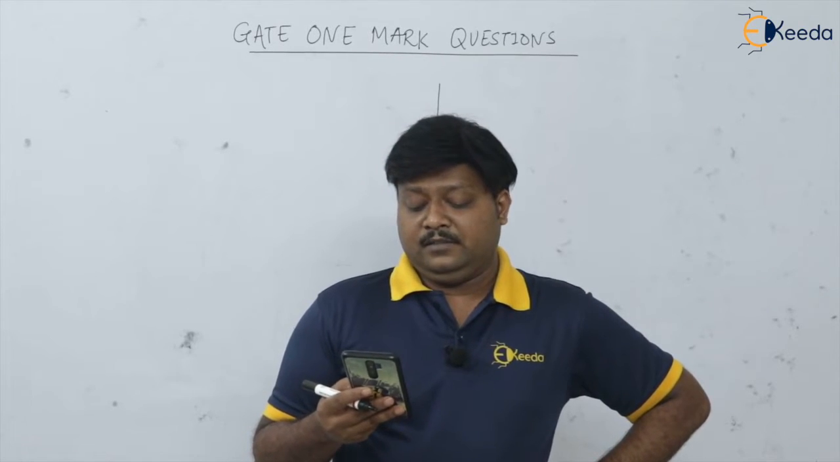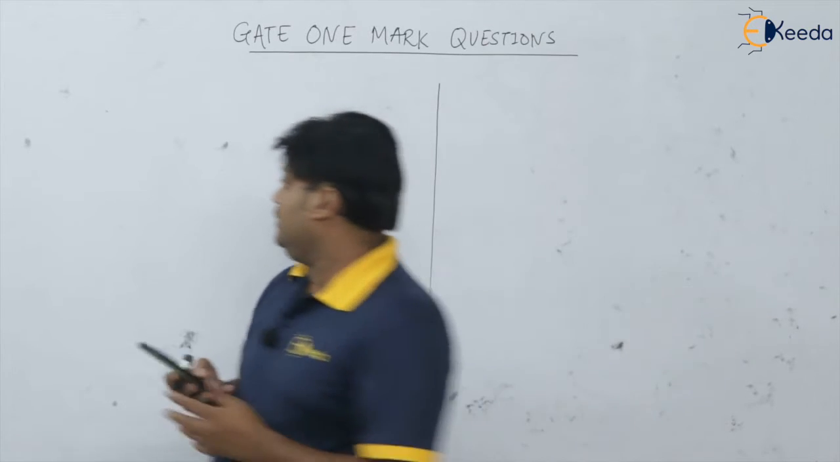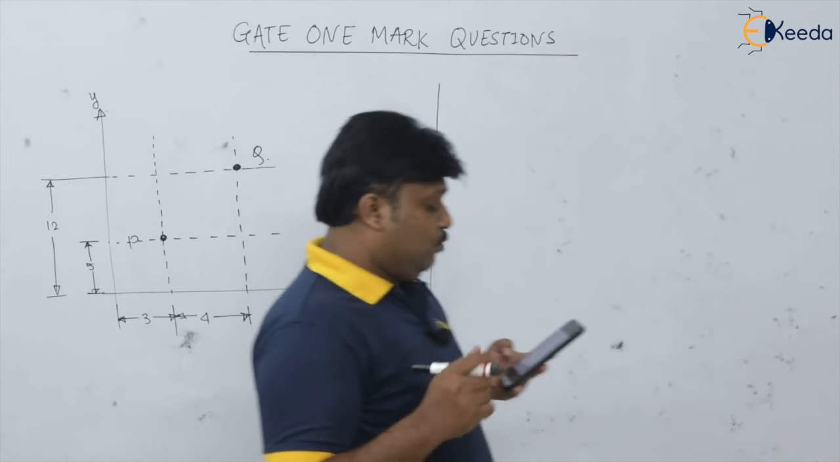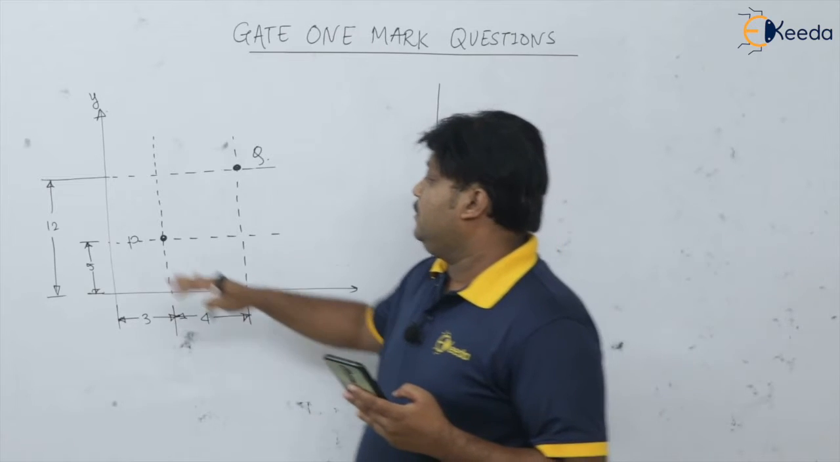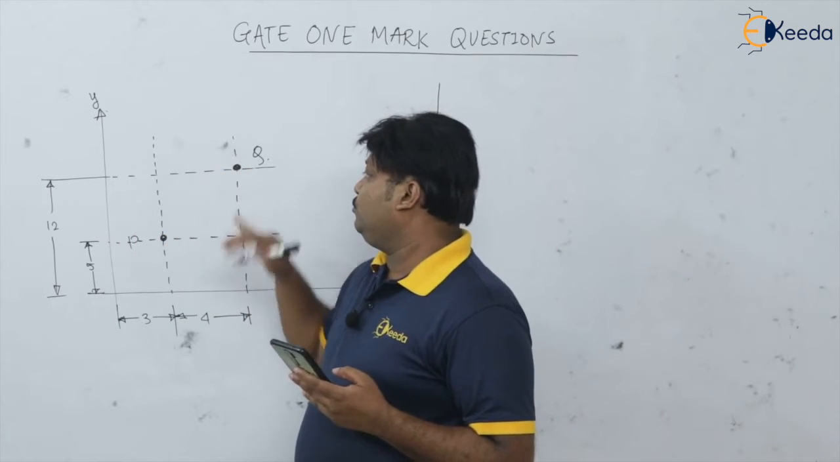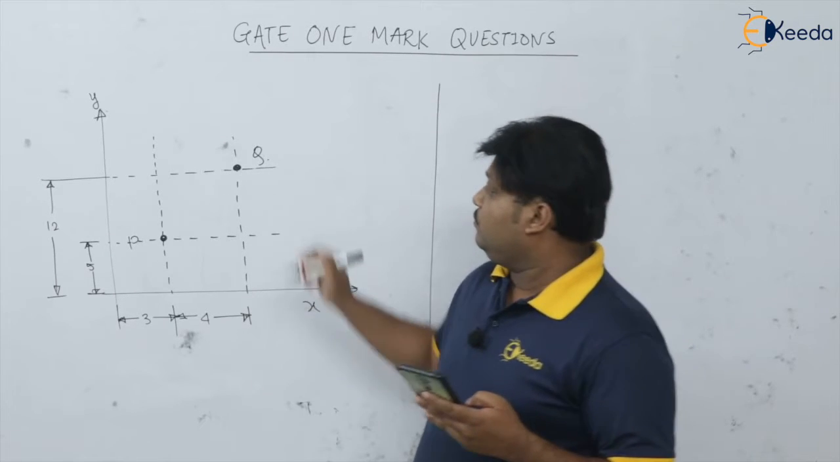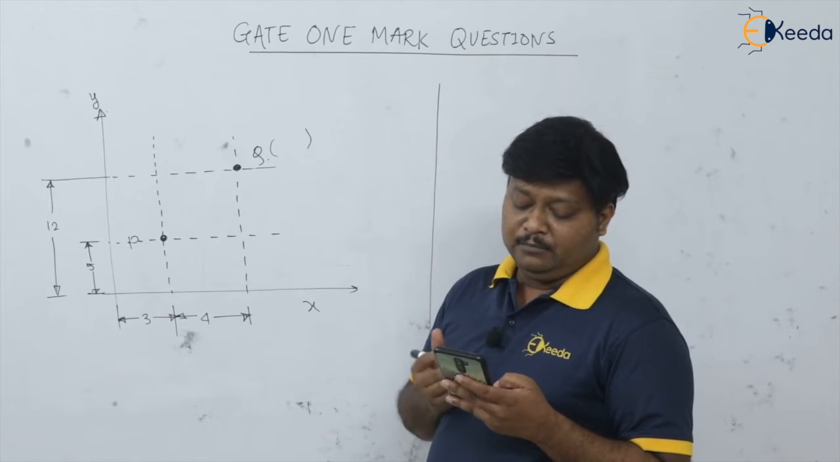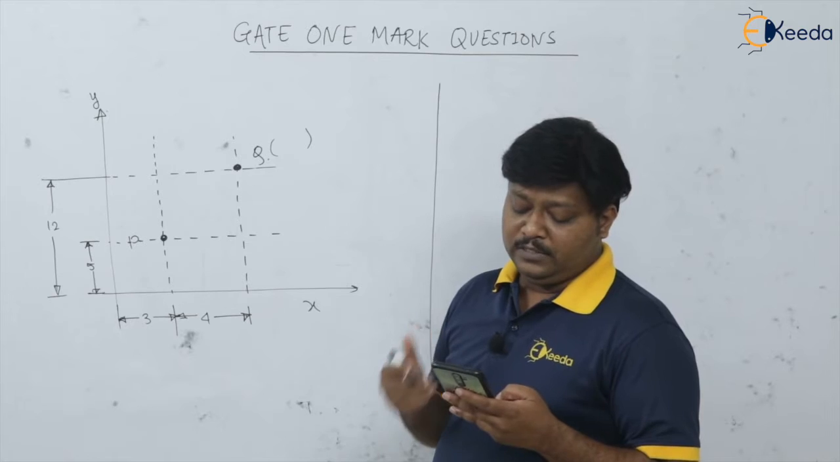Next question. A drill is positioned at a point P. See the diagram is given. A drill is positioned at point P and it has to proceed to point Q. Drill position है point P पे, it has to proceed to point Q. They are asking the coordinates of point Q in the incremental system of defining the position of the point in CNC part program will be.